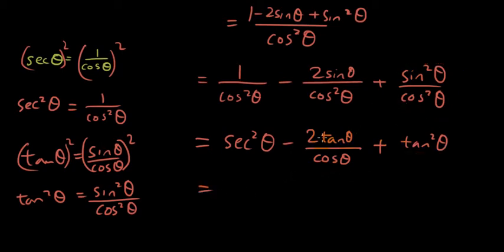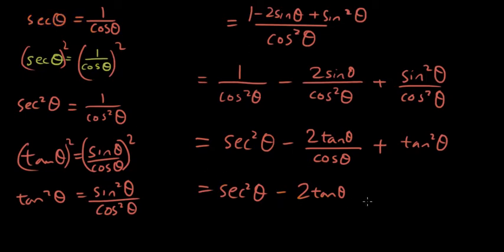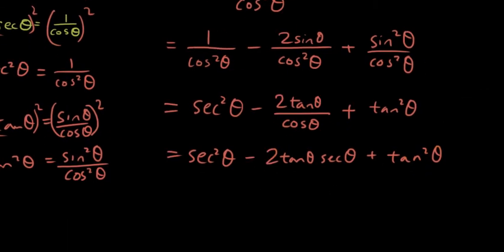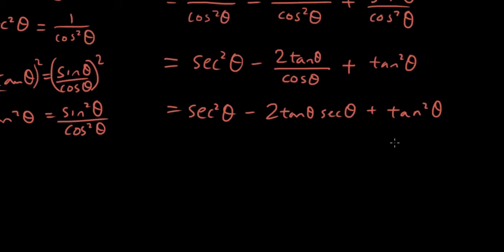Okay, now I'm going to modify the middle one a little bit more, so I will get 2 tan theta, and 1 over cos theta is sec theta. Alright, remember one of the ratios. So 1 over cos theta is sec theta, plus tan square theta.